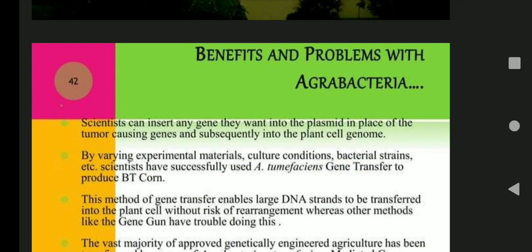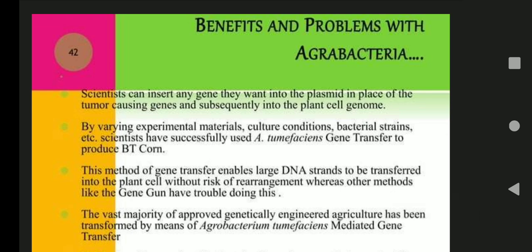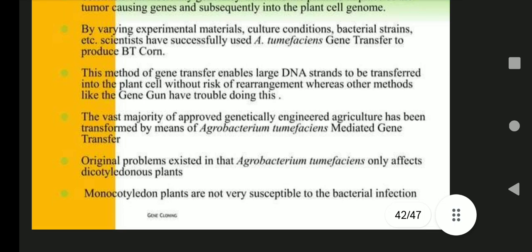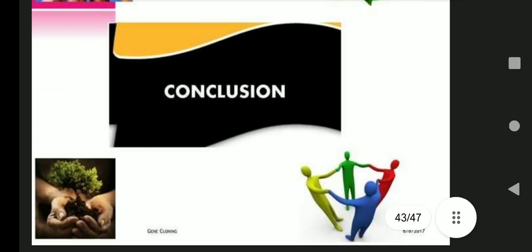So, by using Agrobacterium tumefaciens as a biological tool, we can genetically modify many products. We have successfully introduced the bacterial gene transfer to Bt corn as well as Bt cotton. It is the most approved method in the world for successful transfer of DNA by recombinant DNA technology. But monocotyledon plants are not very susceptible to this bacterial infection. The successful transfer is done only in the case of dicotyledon plants.